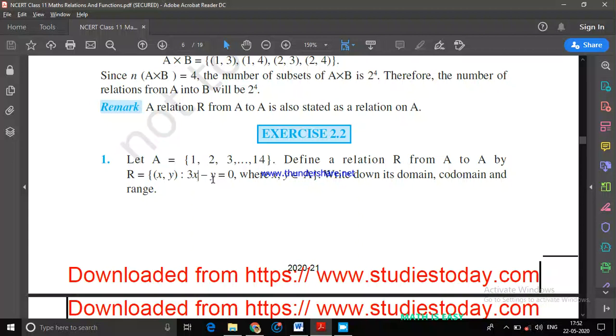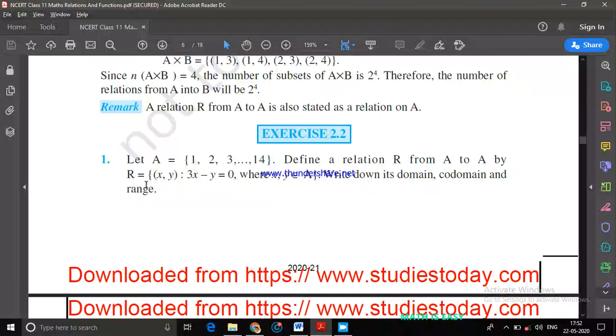Y value has to be 15. Do you think 15 is an element of A? A has only elements up to 14. So that's why x cannot be 5, because y cannot be 15. X and y both belong to A only, right? So that means the y value can be at most 14. It cannot be more than 14.